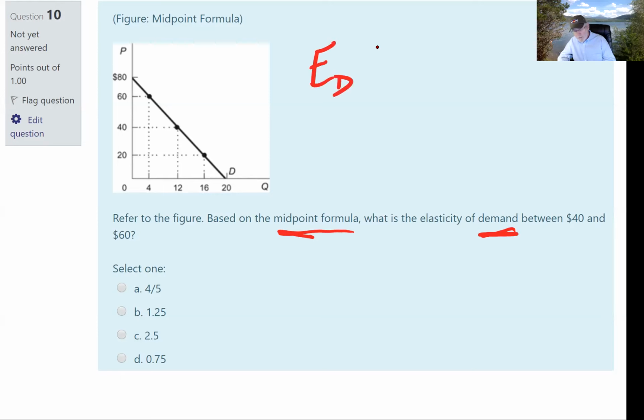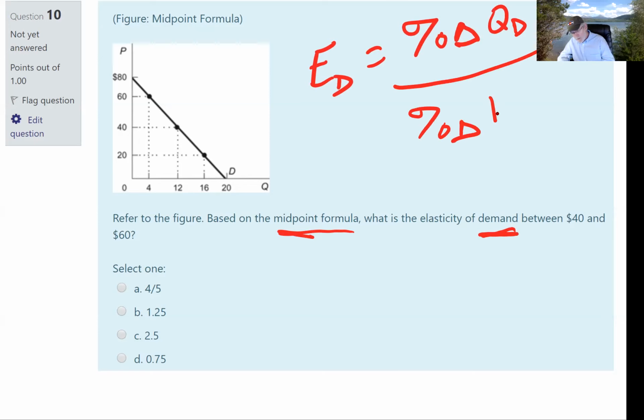The elasticity of demand. Okay. Important to remember this. Percent change in quantity demanded over the percent change in the price of the product. Okay. So here we're asking between a price of $40 and a price of $60. What is the percent change in quantity and the percent change in price? Well, to work that out, we have a little arithmetic. It's a little complicated, but it's not very bad.